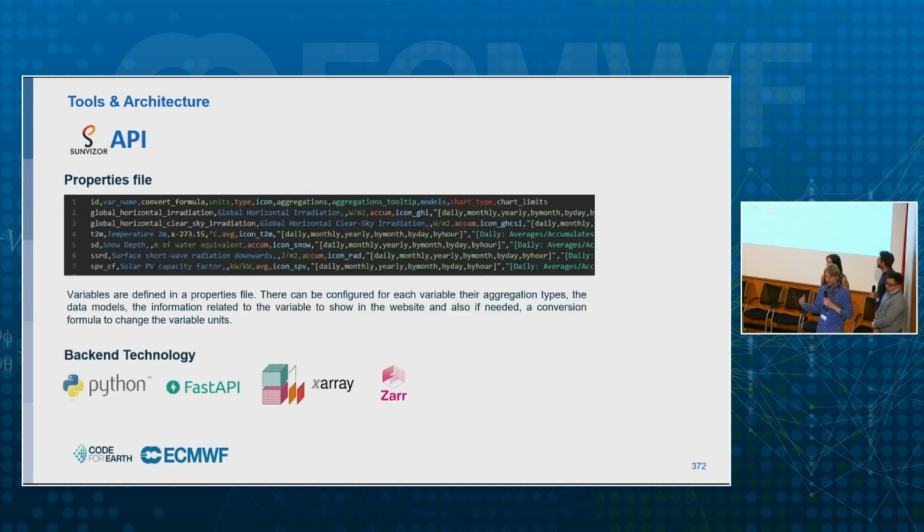Also, in the server, we have a property file. As you can see here, each file is one variable with different properties. Here, for example, we can configure the conversion formula for the temperature. We are receiving it in Kelvin, so we are converting it to Celsius degrees. Here, the technology for reading files is Xarray with the Zarr library.